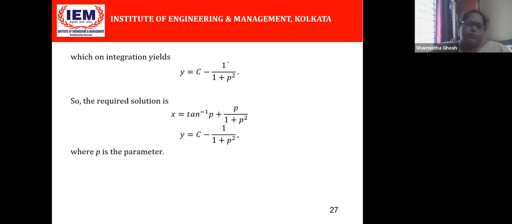Only one thing: if you look into the type 2 case, there you were actually differentiating with respect to x, and then you were solving for x, and the original equation was for y. Here it is the reverse. When you are solving, you are getting y, and your original equation is with respect to x. So when you pair this up, this gives you the parametrized solution, x equal to tan inverse p plus p by 1 plus p square. This is the original equation, mind it, and this is the one you have solved. So this is very similar to the type 2 case, only the roles of x and y have been reversed.